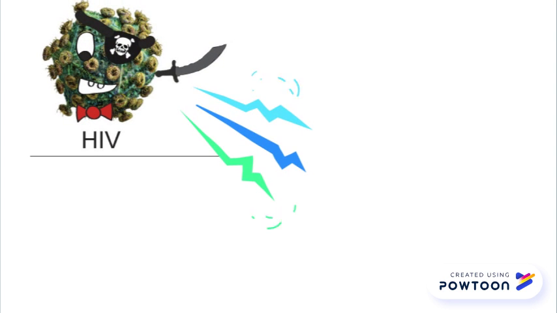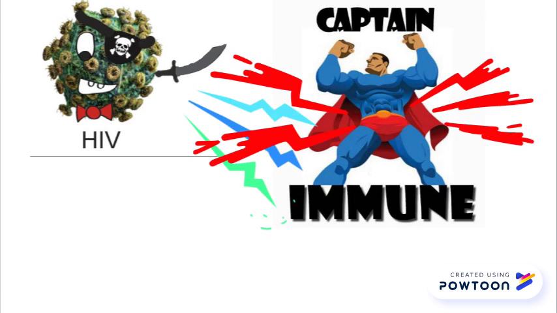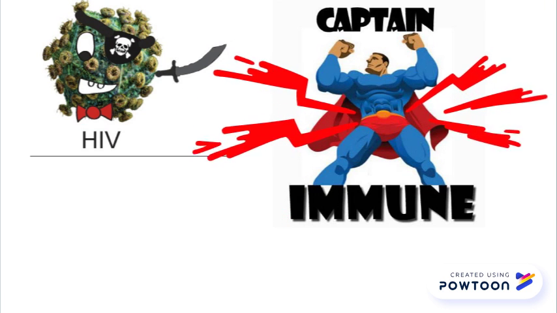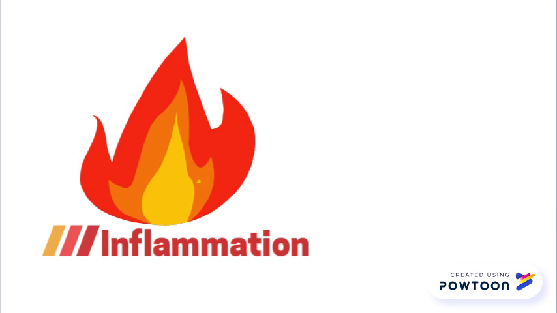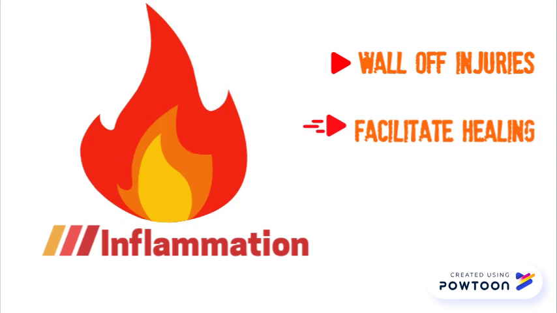When John's cells became invaded by the virus, his body's natural immune response was activated to protect itself from harm. One of the key role players of immune response is inflammation, which is usually responsible for walling off areas of injury and facilitating the healing process.